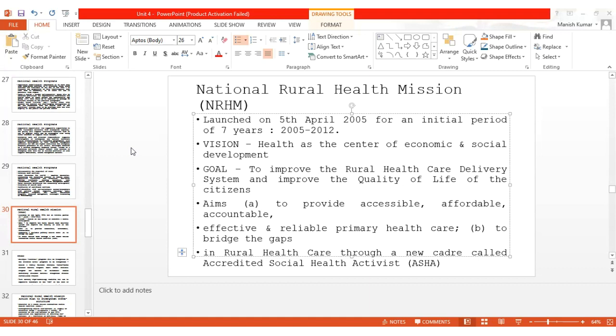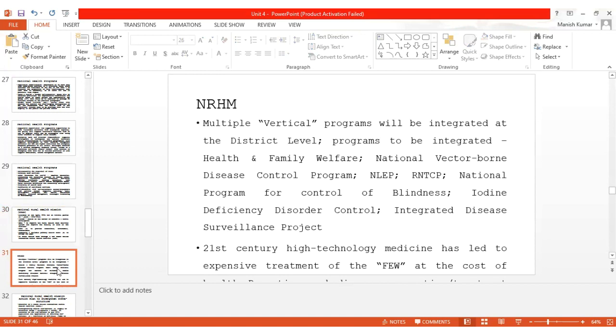So the aim is to provide accessible, affordable, and accountable health services, effective and reliable primary health care to bridge the gap in rural healthcare through a new cadre. So ASHA, accredited social health activists, were supposed to be activists who are no more activists. They are more focused towards getting salary. So NRHM is the godfather of ASHA, and then they thought of coming up with a parallel health cadre, which is the lowest-most cadre, serving 1000 population and from their own community.